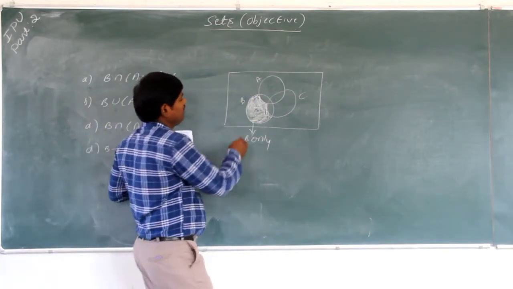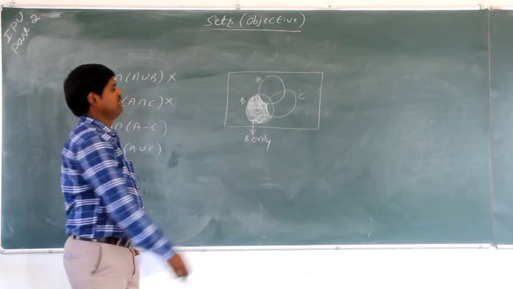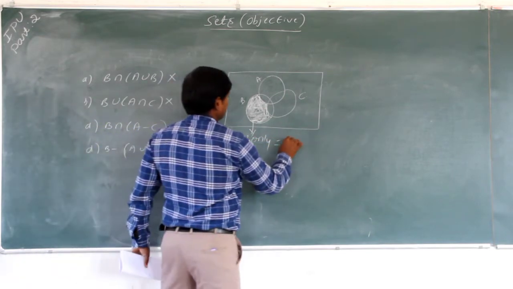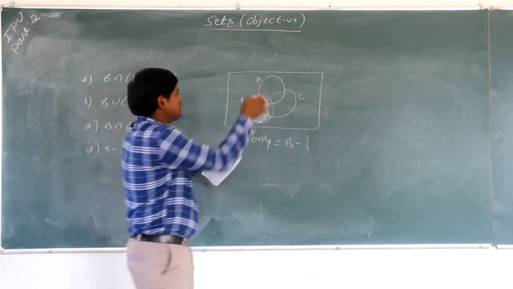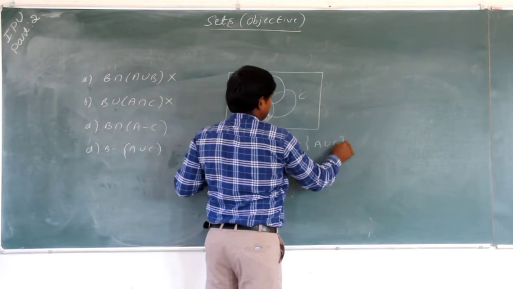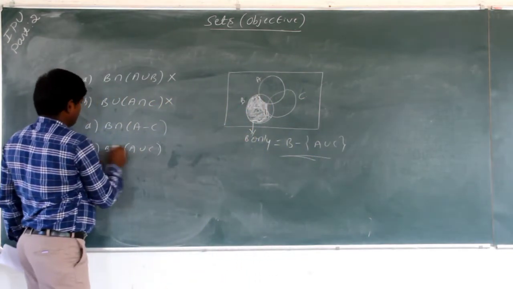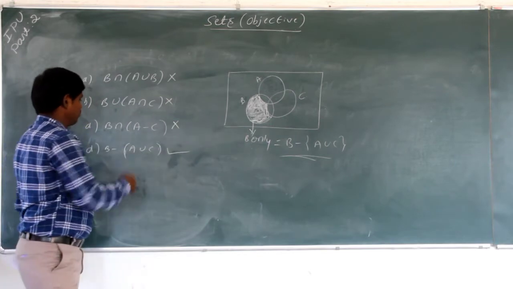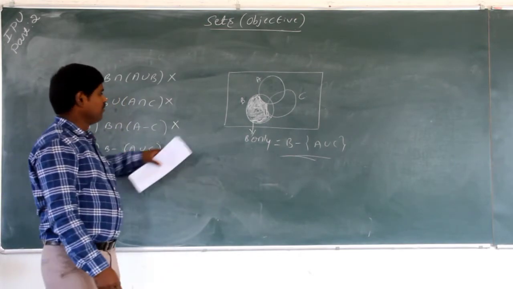So therefore we remove the elements which are in A and C. So B minus, we are going to remove the elements in the set A union C. Then we get B only. So that is the option, this is the right answer. The shaded region we get is B minus A union C.